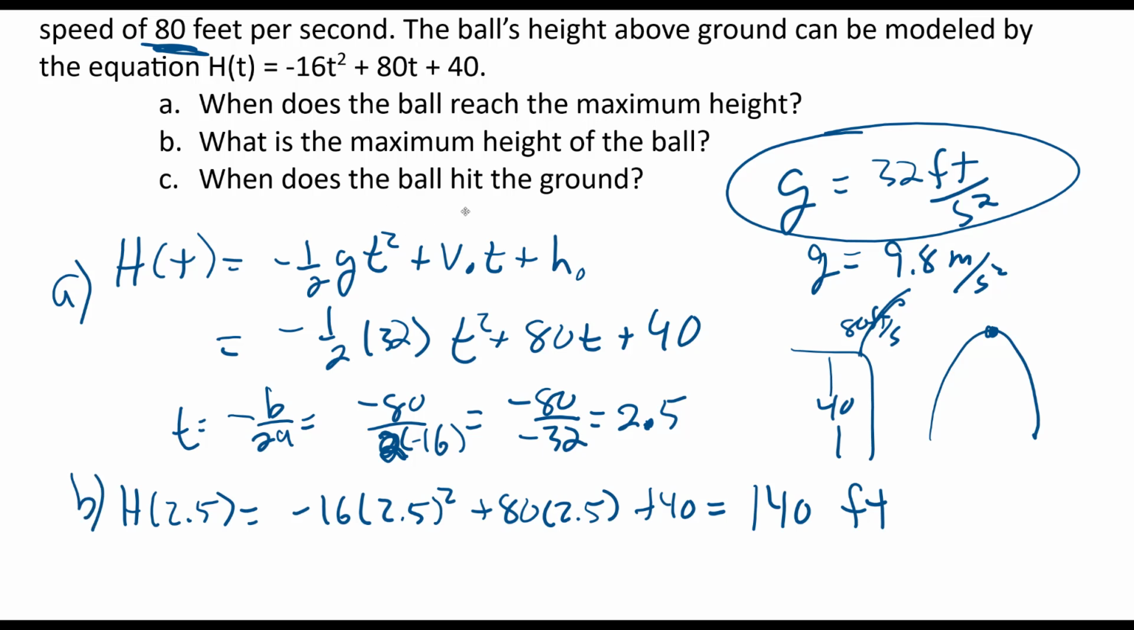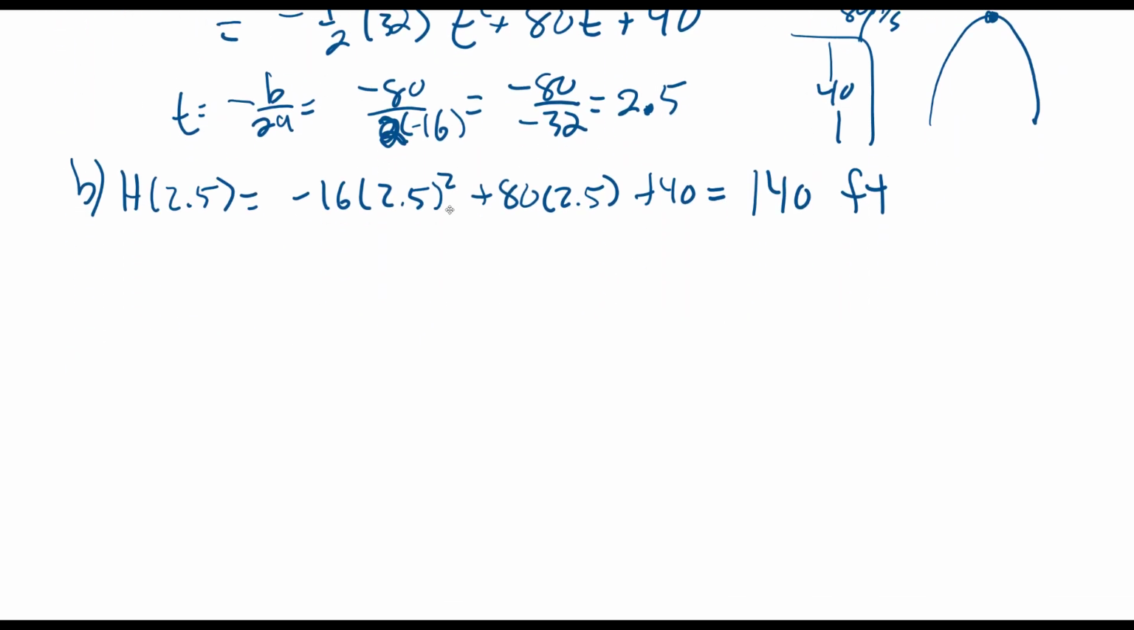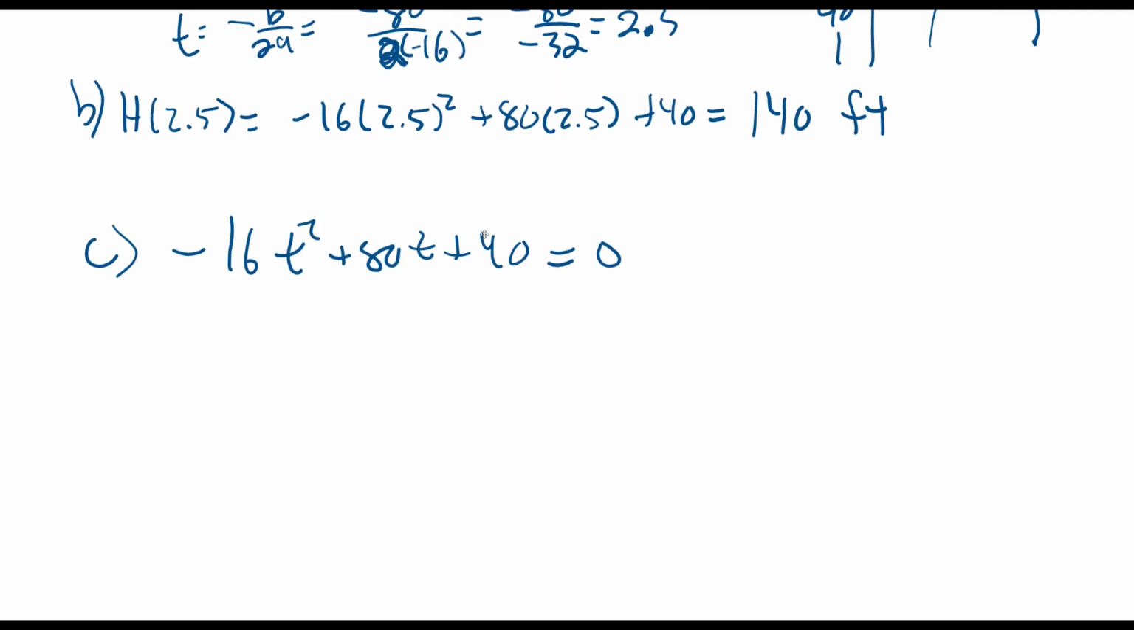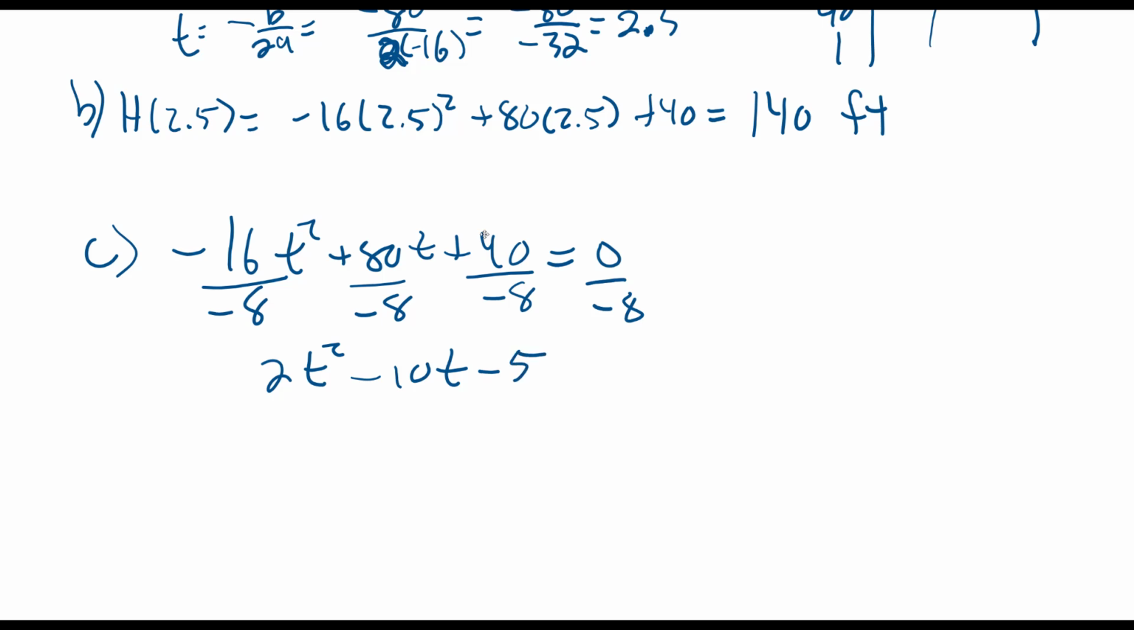And then the question is, when is it going to hit the ground? So we're going to take this expression and set it equal to 0. So I'm going to take that negative 16t squared plus 80t plus 40, set it equal to 0. And we can clean that up a little bit. What jumps out at me is if I could divide everything by like negative 8, I'd have 2t squared minus 10t minus 5 equals 0.